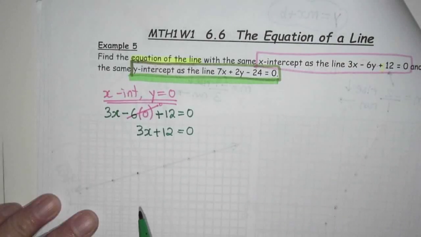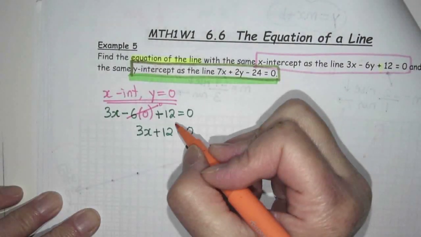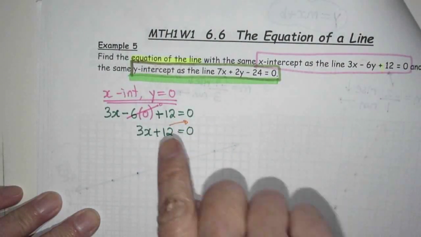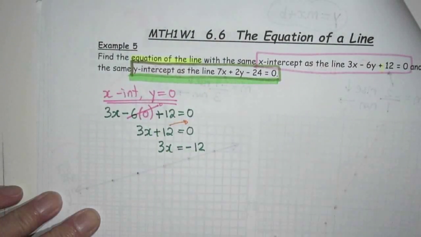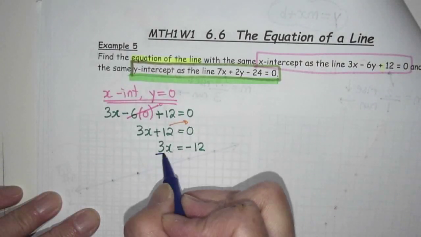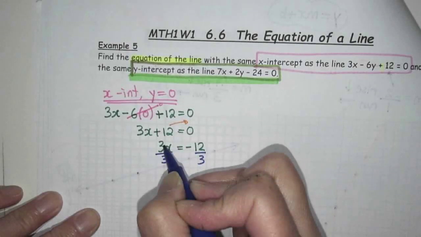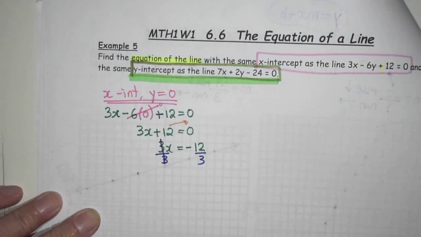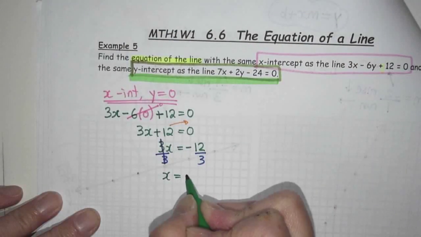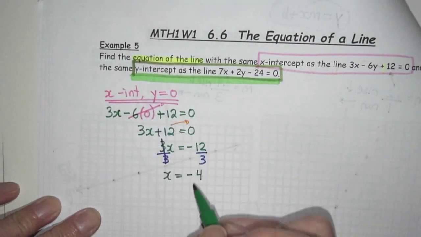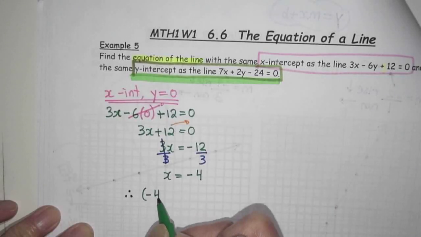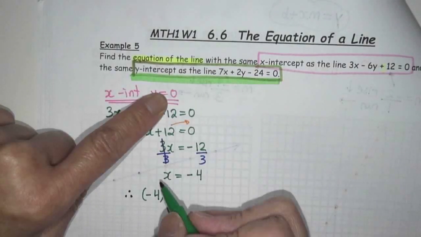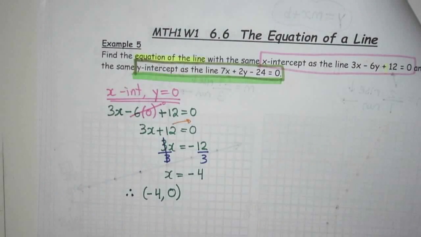We're solving for x, which means we're going to bring the 12 over and make it the opposite sign when it hops over the equal sign. So 3x equals negative 12. And whenever you're solving for a variable, you divide by whatever is in front. So divide by 3. That crosses off, and we're left with x equals negative 4. That's my x-intercept, so therefore negative 4, comma, and y is 0 for x-intercepts. That's one point.